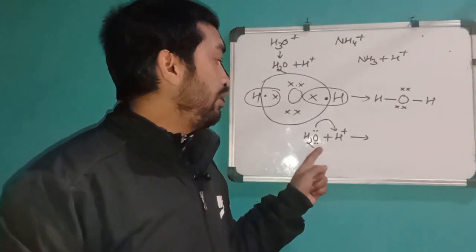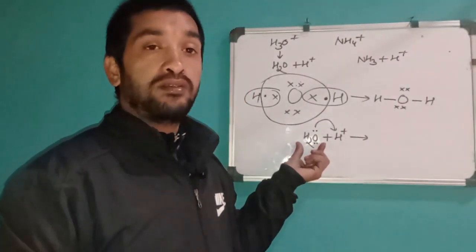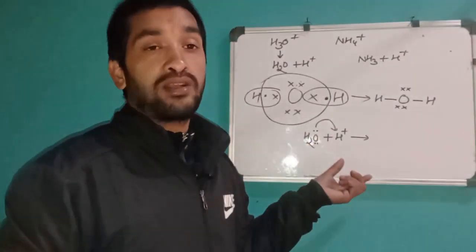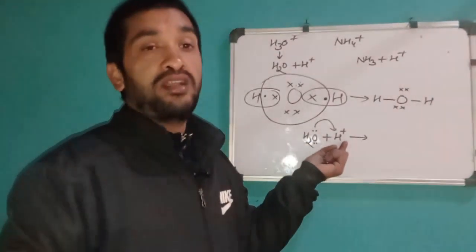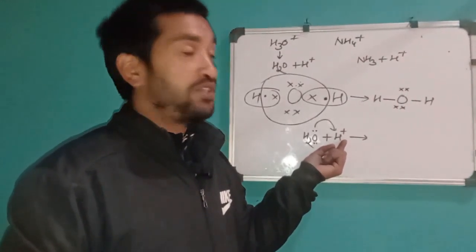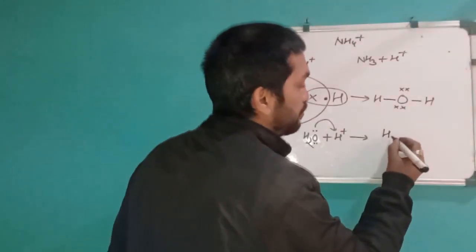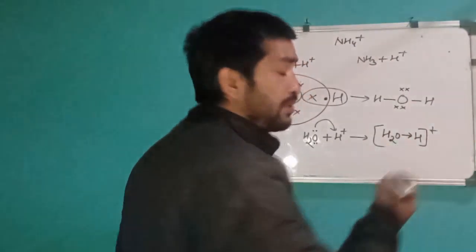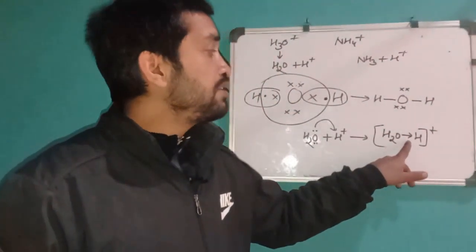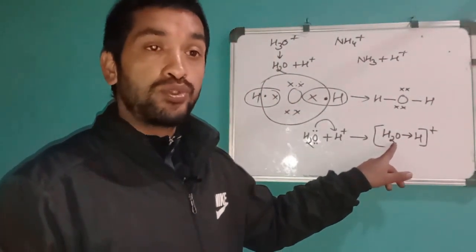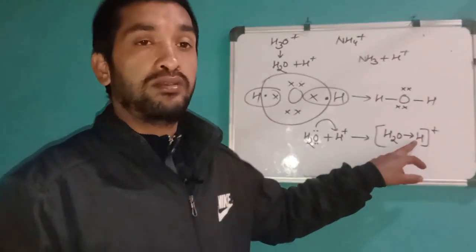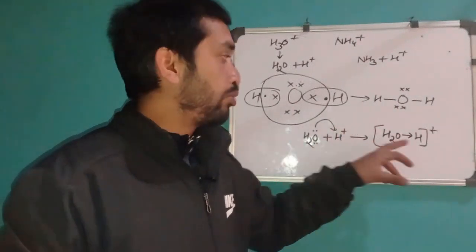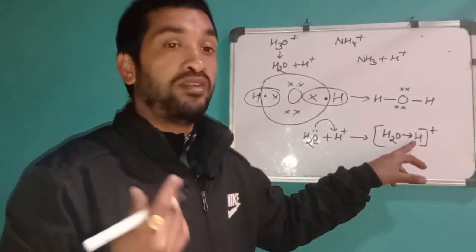Now see, only this part took the initiative, or we can say only this part used its electrons for bonding. This didn't have any electron, so how can it participate? It didn't participate. So the overall structure is H2O arrow H. What does this mean? This arrow means electrons were used from this part, not from here. The bonding electrons have been provided by water, not by this H, this proton, because it didn't have any electron.